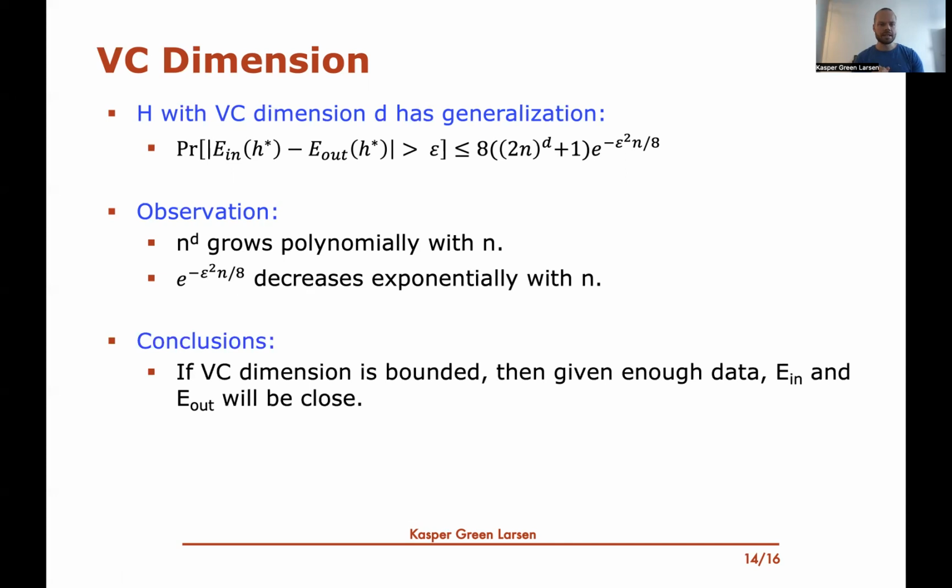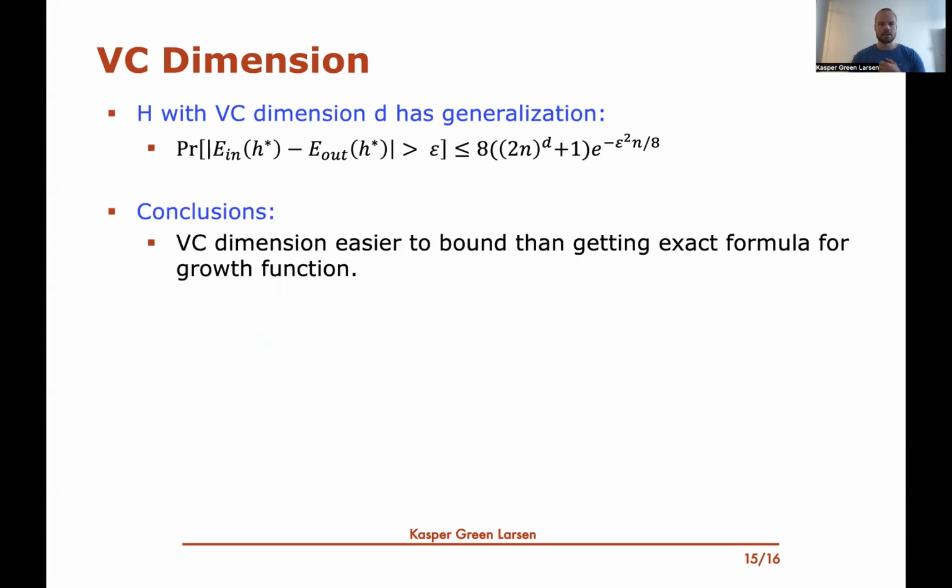So basically, if the VC dimension is bounded, then given enough data, the in-sample error and out-of-sample error will be close with very high probability. So that's a really good guideline, a good way of being confident that you can use this hypothesis set to learn. As soon as I know it has a bounded VC dimension, then as long as I have enough data, eventually the in-sample error and out-of-sample error are going to be close with high probability.